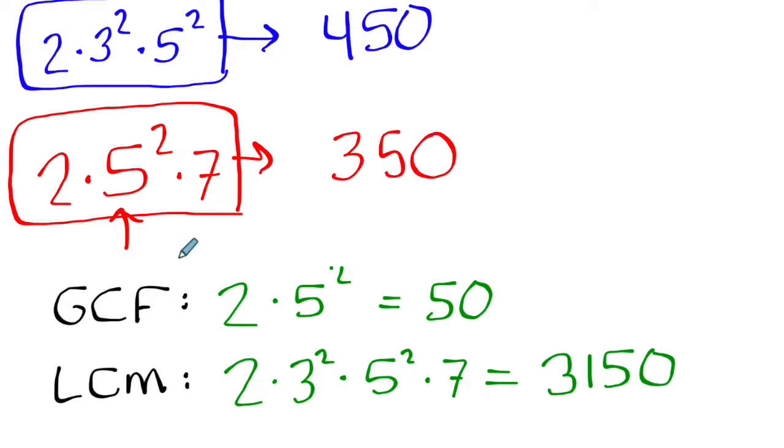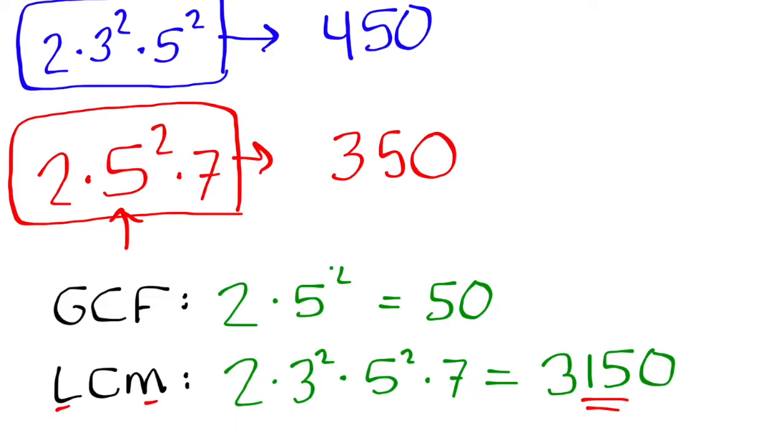So let's think about our answers. The biggest number that can go into both 450 and 350 is 50. That's the GCF. 50 can go into 450, 50 can go into 350. The smallest multiple that both of these can turn into is 3,150. And again, 450 times 2 is 900. 450 times 3 is 1,350. 450 times 4 is 1,800. Well, eventually, 450 can turn into this number, and 350 can turn into this number. Multiples. GCF and LCM.